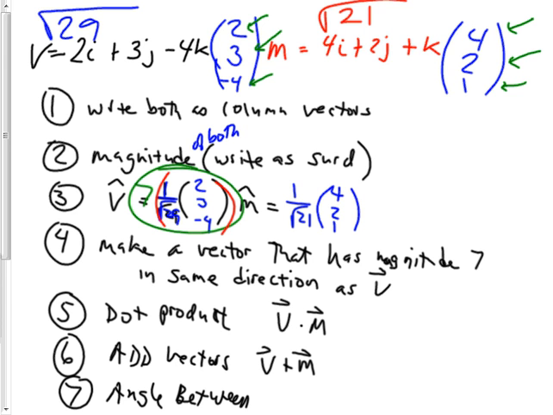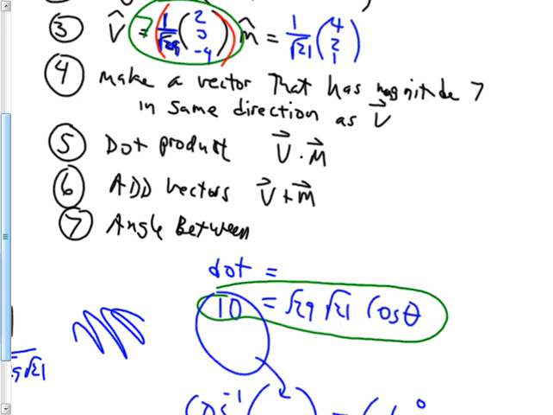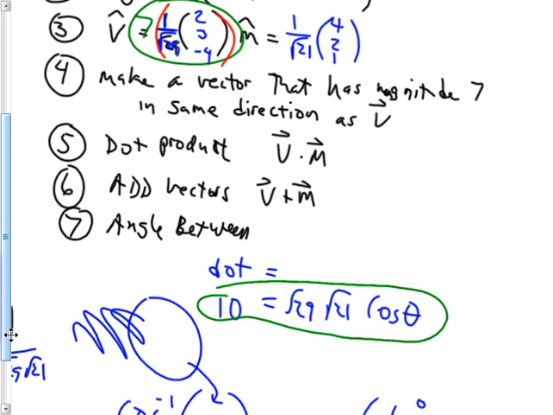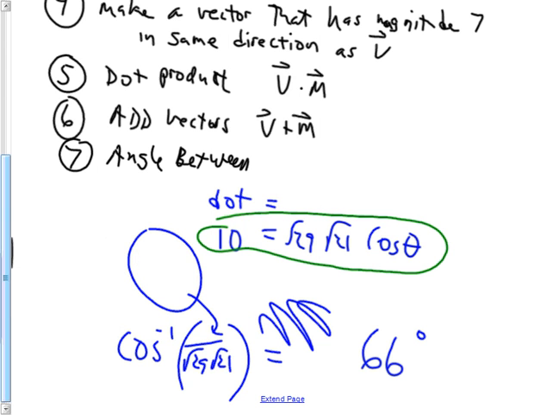Here's the formula written out again. The thing circled in green is the dot product, which is equal to the 2 magnitudes, which are surds, times cosine of theta. Then to solve it, you do inverse cosine of 10 over root 29 root 21, which ends up being 66 degrees.